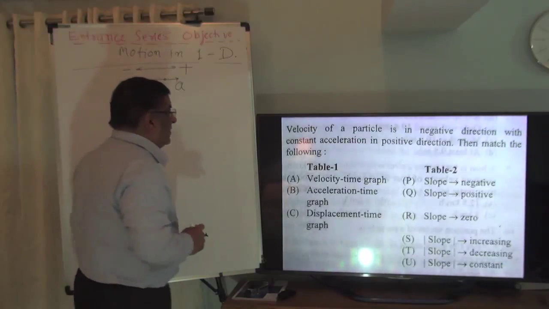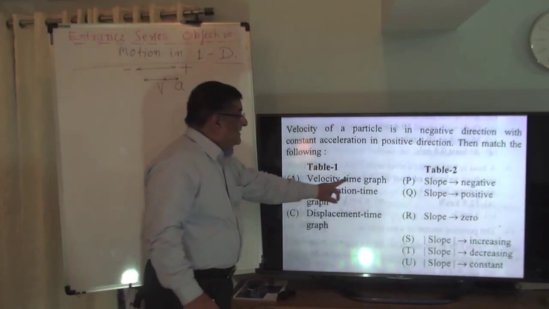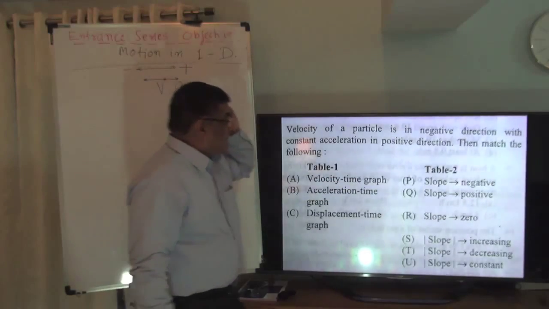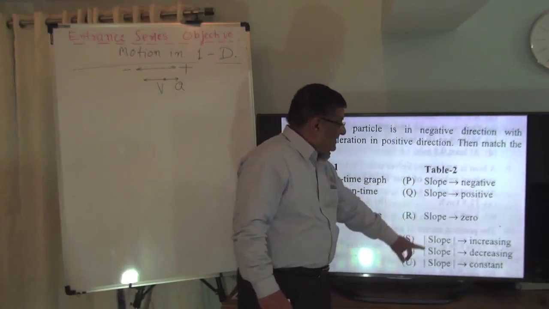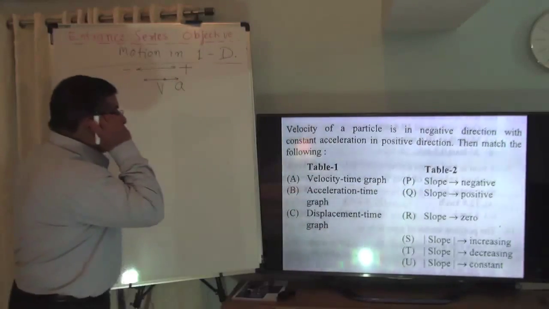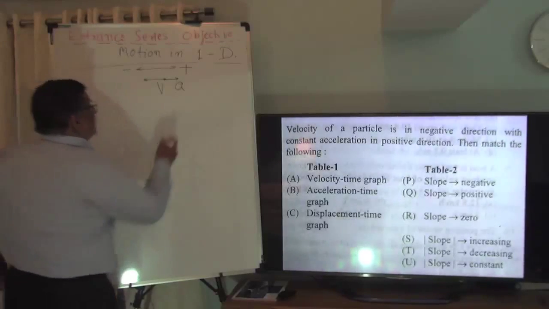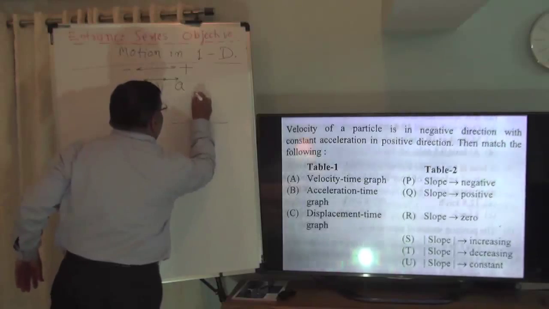Okay, now we have to match the following: velocity time graph. What is the slope of velocity time graph? It speaks about the slope, all of this. How will be the velocity time graph of this particle? So let's make the velocity time graph.